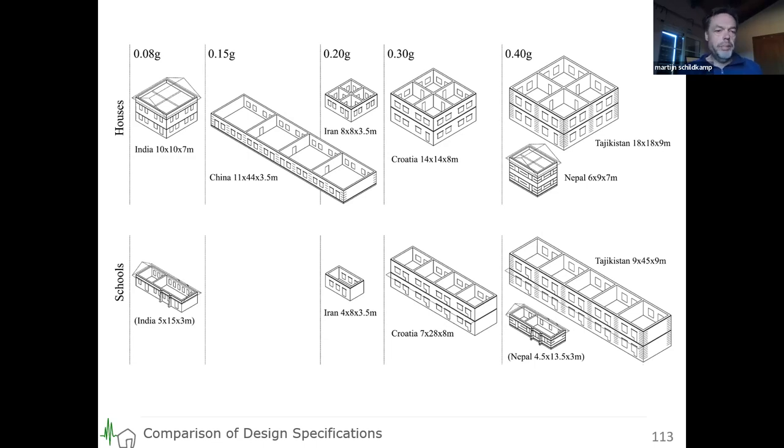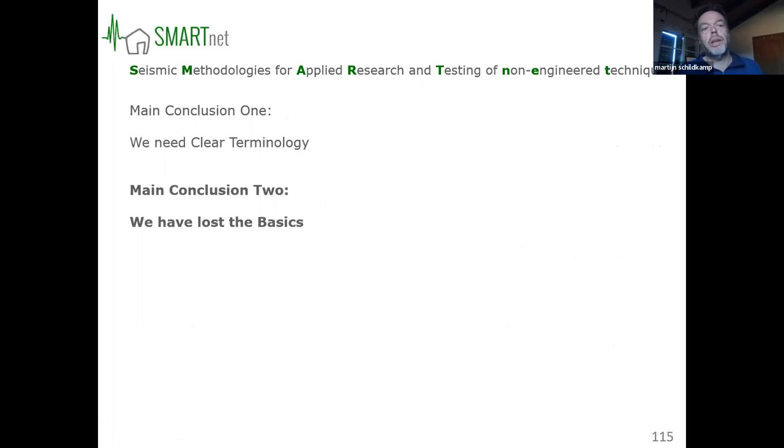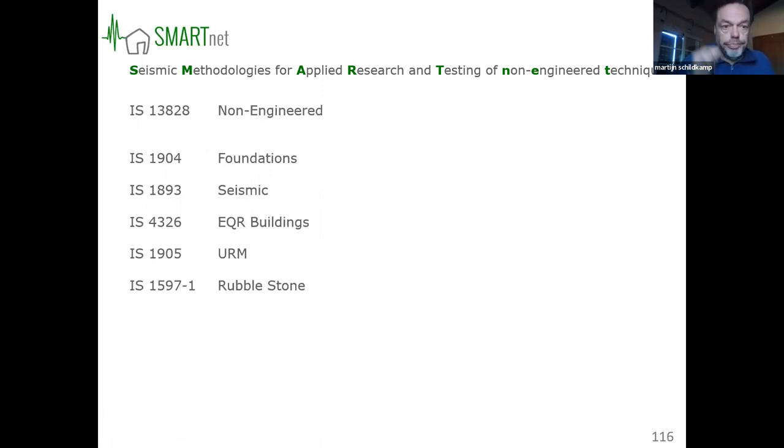So again, look at the difference between what is allowed in Iran, just one classroom, versus a massive school in Tajikistan. Here, the difference between the countries is enormous. There's again a massive imbalance between the information that is out there. So this is where I come to my second conclusion: we have completely lost the basics. And I think I've proven it by now.